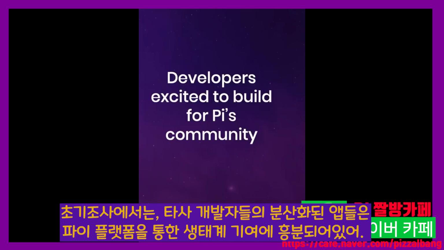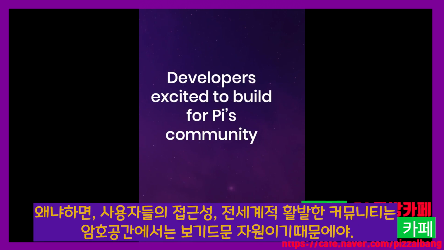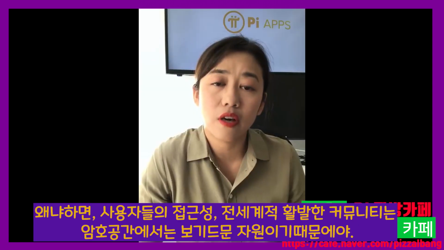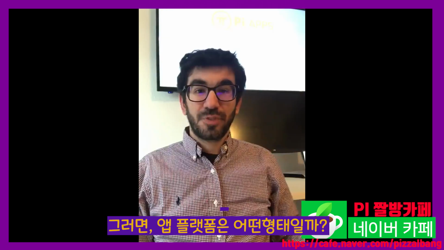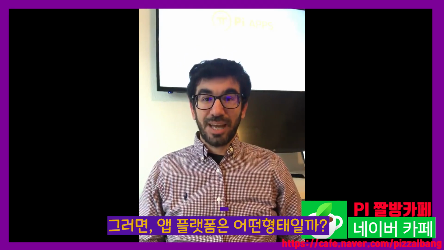Based on our initial research, third-party developers of decentralized applications are very excited to tap into and contribute to Pi's ecosystem through the platform, because Pi's philosophy of user accessibility and large active global community are a rare resource in the crypto space. So what will the apps platform look like?